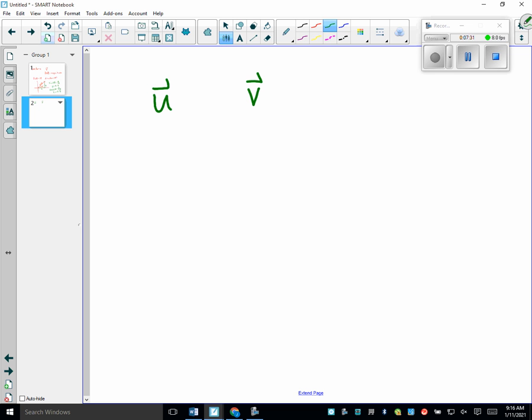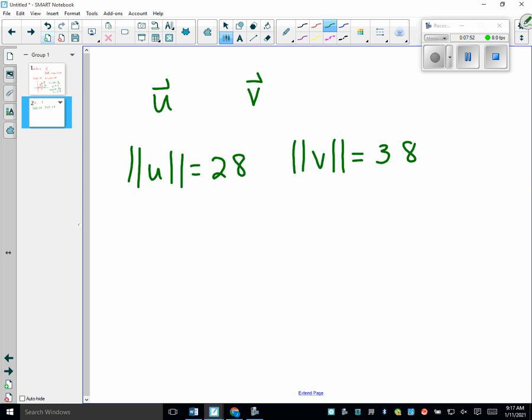So if I have, as an example, vector u and v, and if I told you this, what does that mean? Not the magnitude. Magnitude, or how strong it is. And I told you the magnitude of v was 38, and the angle between them is, let's say 70 degrees.